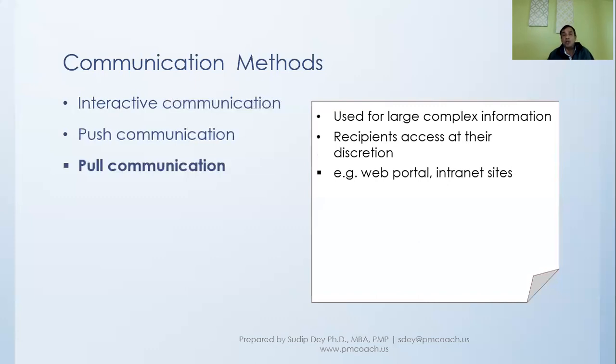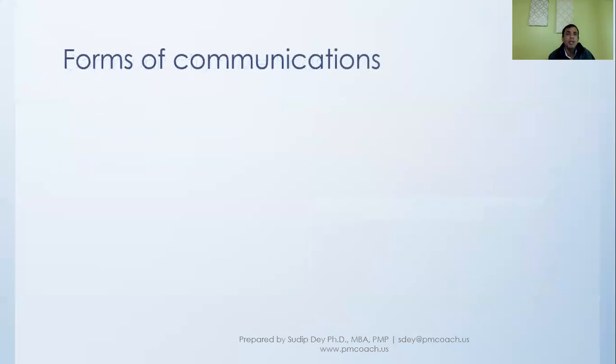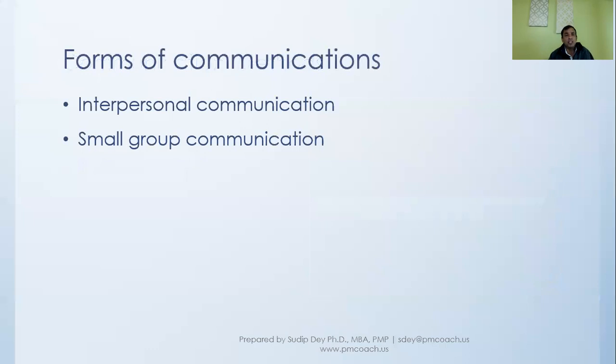So essentially, there are three communication methods that we're talking about. One is interactive communication, push communication, and pull communication. Then there are different forms of communication. For example, there can be interpersonal communication. This is when we are talking with the stakeholders on a direct basis, even one-to-one, or maybe small group communication. All these are in effect interactive, right? Because even a small group, for example your project team, you might be having discussions. So this is a small group communication.